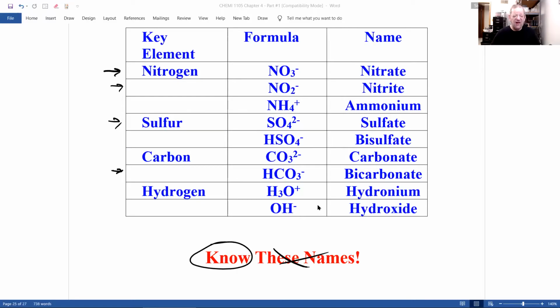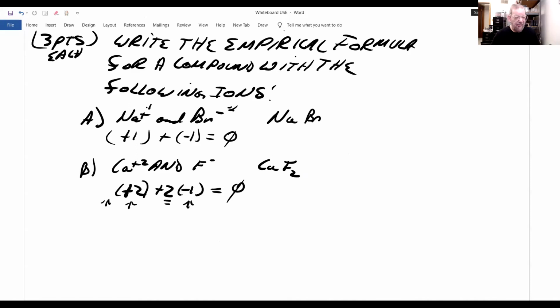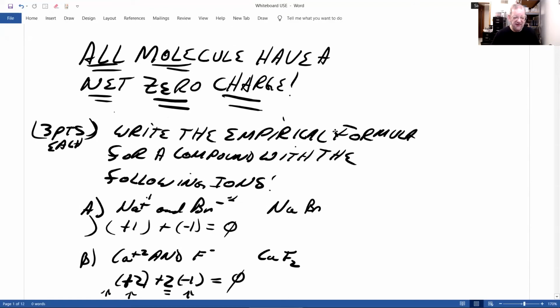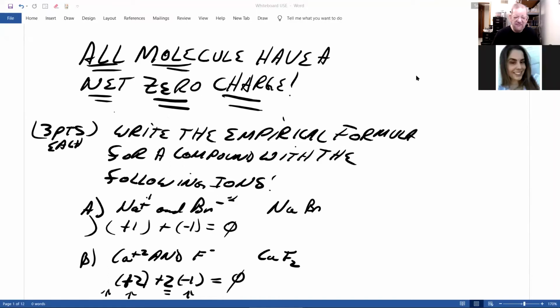All right, let's look at the following. Same question: write the empirical formula for a compound with the following ions. Let me check, can you see it? Thumbs up, people. Do you see it on your screen now? Write the empirical formula. Thank you.